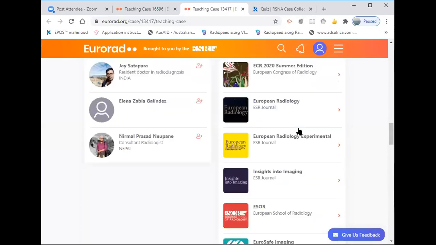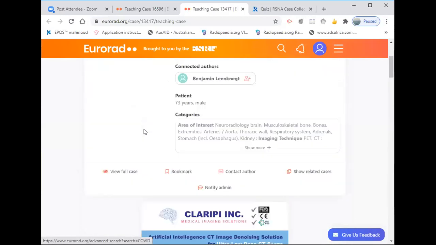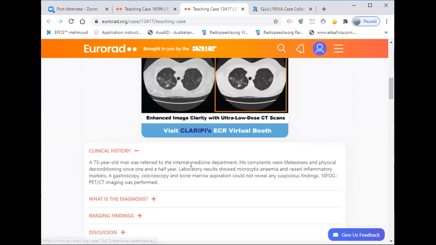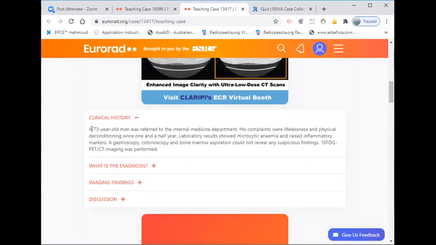So before we continue, maybe we can go to the history and try to find something in the history of this patient. This patient is a 73 year old male coming to the internal medicine department, and he has anemia, and there are some inflammatory markers. Gastroscopy and colonoscopy, bone marrow aspiration, nothing suspicious. So he did FDG PET-CT.